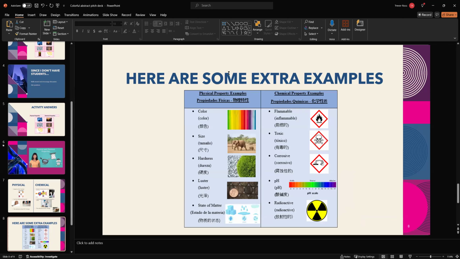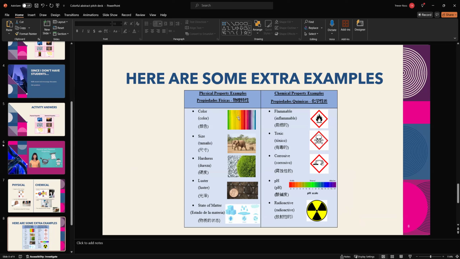So we have some more examples here. I'm going to pass out the sheet to all of you. So you will have this, keep this in your notebook so that if you want to reference it in the future, if you ever get confused on what physical properties or chemical properties are and some examples of them, then you could use this to figure out what the things you're observing might fall under, which category they are.